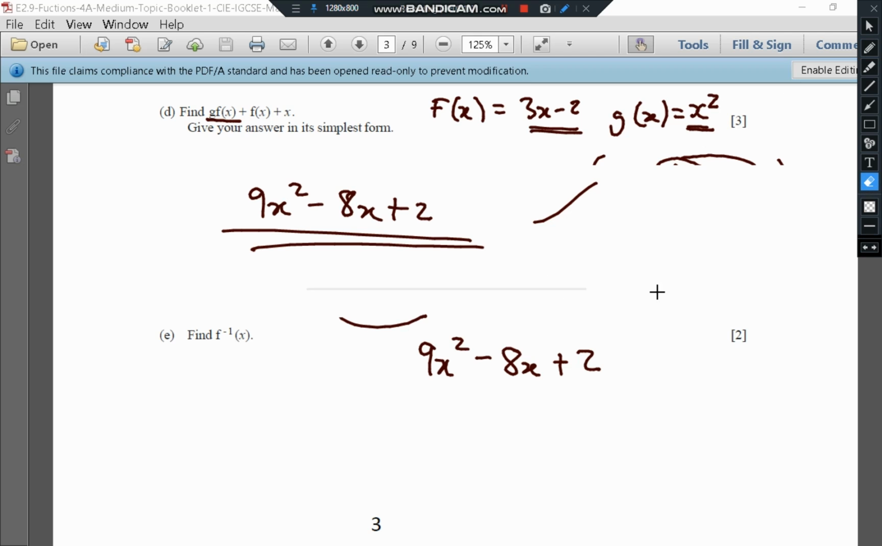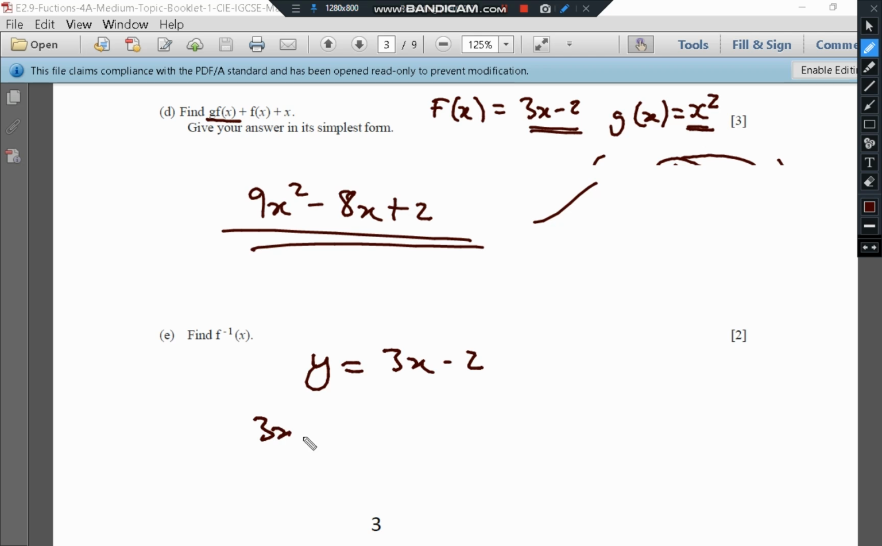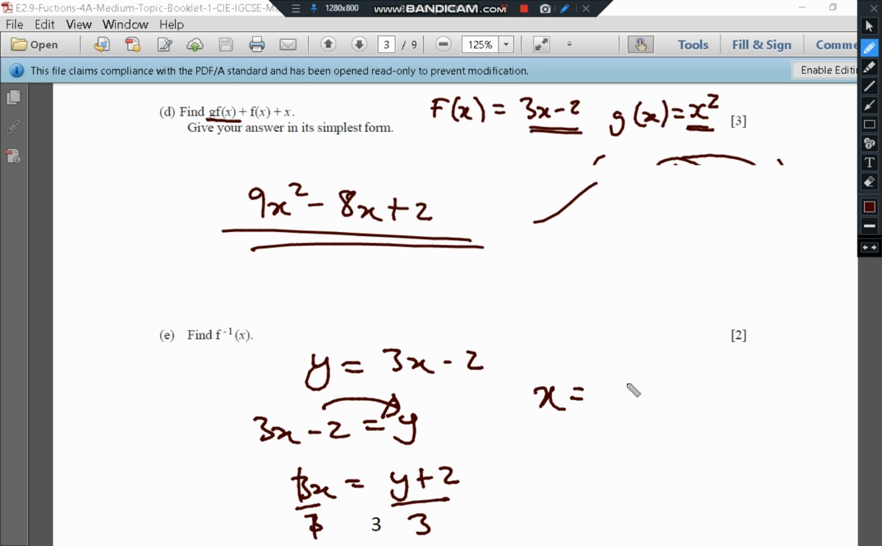And then the last bit of the question is just finding the inverse, which we've been talking about already. F inverse of x means where there is f of x in the function, we put y. So this is y equals 3x minus 2, which is the same as 3x minus 2 equals y. We make x the subject of the formula by transposing that guy to the other side, which gives us 3x equals y plus 2. We want to make x the subject, we divide by 3, and then we get x equals y plus 2 over 3.